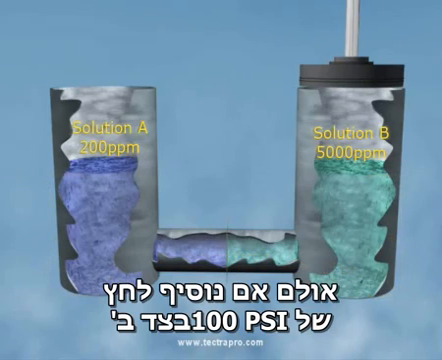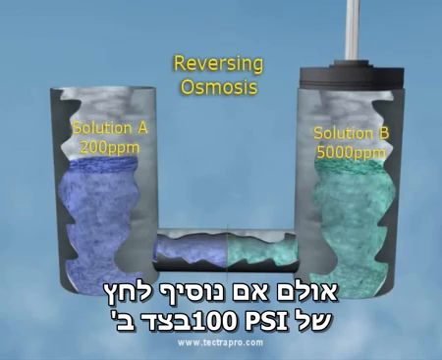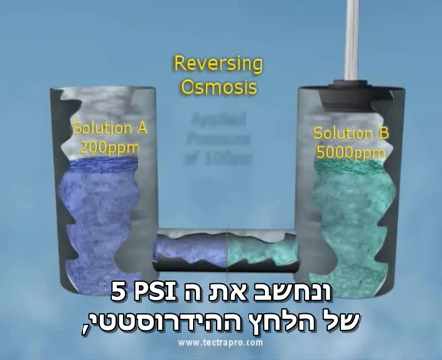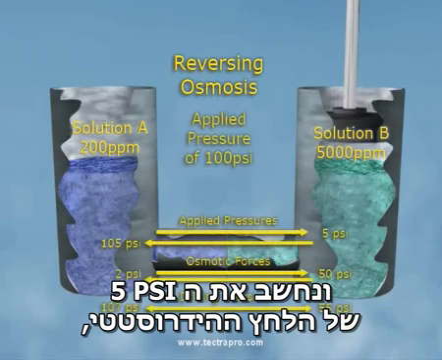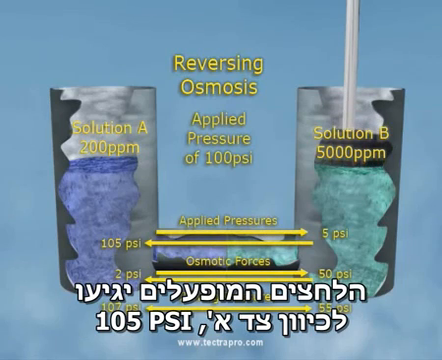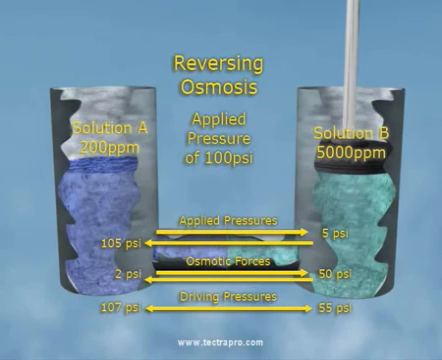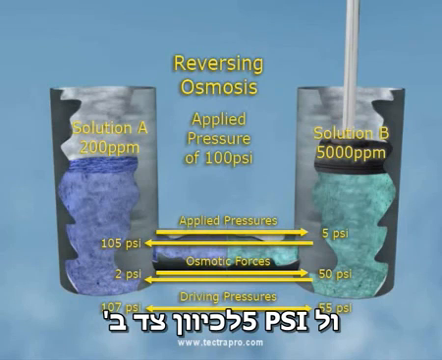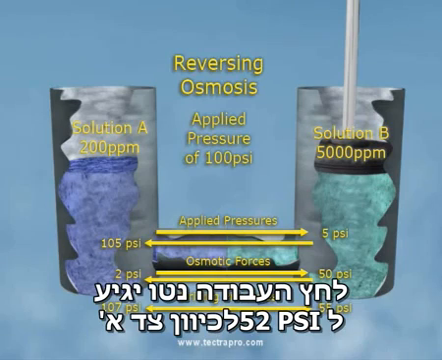However, if we apply an additional pressure of 100 psi on side B and take into account the 5 psi of hydrostatic head, the applied pressures would equal 105 psi towards side A and 5 psi towards side B. The net driving pressure will become 52 psi towards side A.